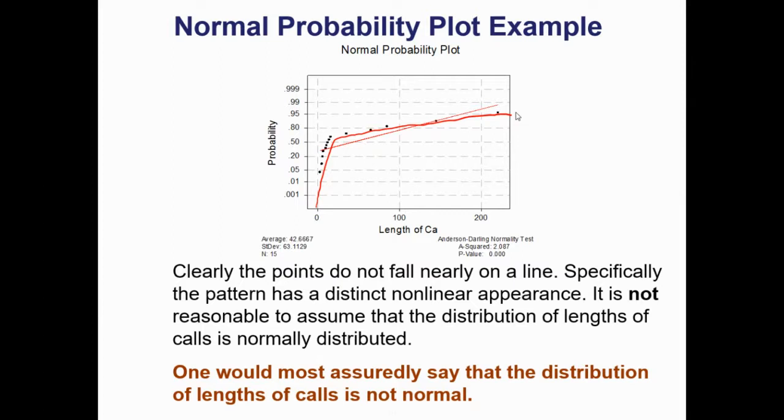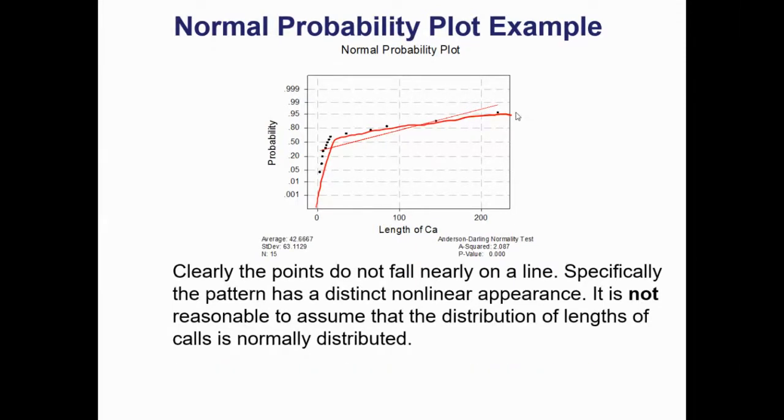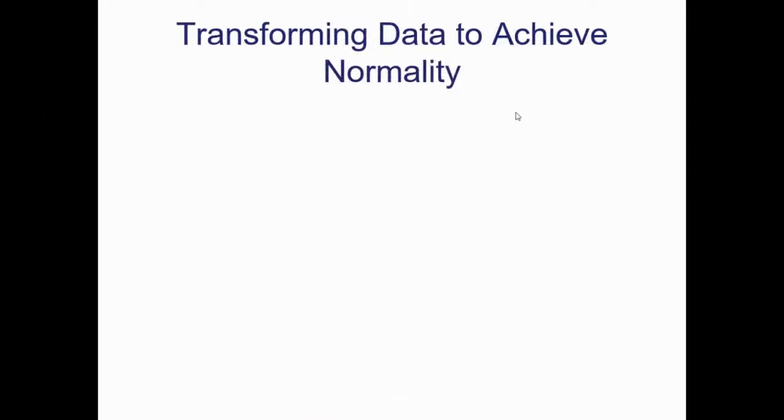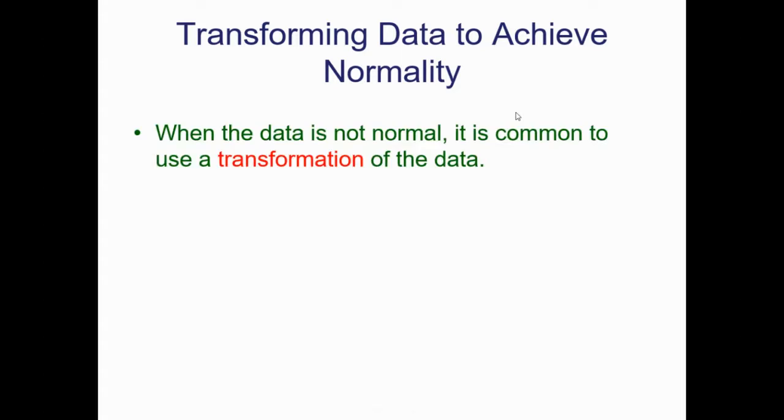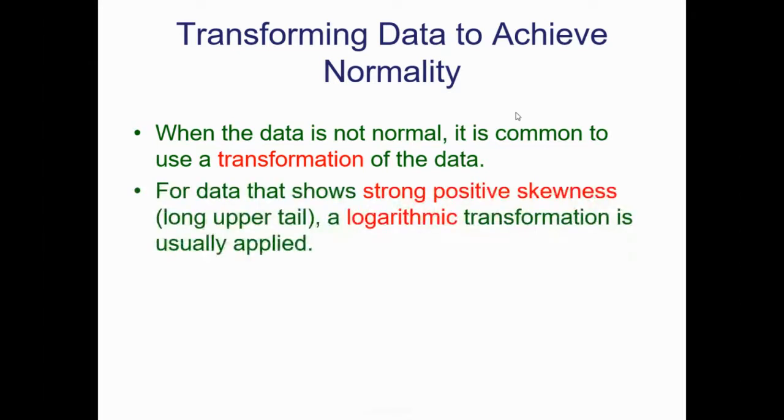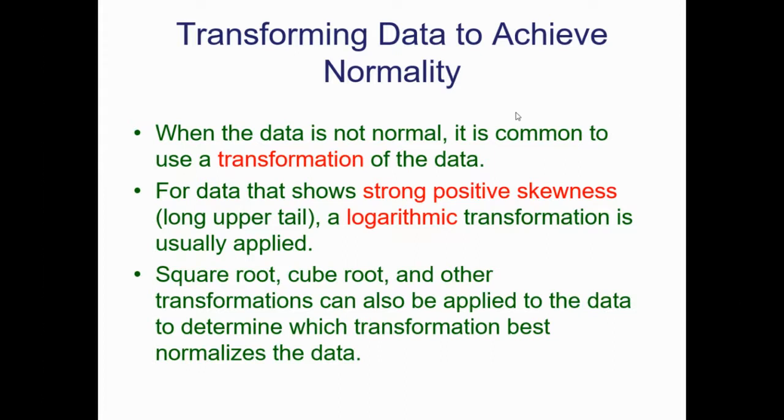Okay, last part. Last like 5 minutes, basically. Okay, so we want to transform the data. We've got to achieve normality to be able to analyze it. So how can we do that? Well, when the data is not normal, it's common to use a transformation. When we show positive skewness, which means a long upper tail, usually a logarithmic transformation is applied, meaning we take every observation and take the logarithm of it. You can also do the square root, cube root, and other transformations to the data to determine which transformation best normalizes the data.